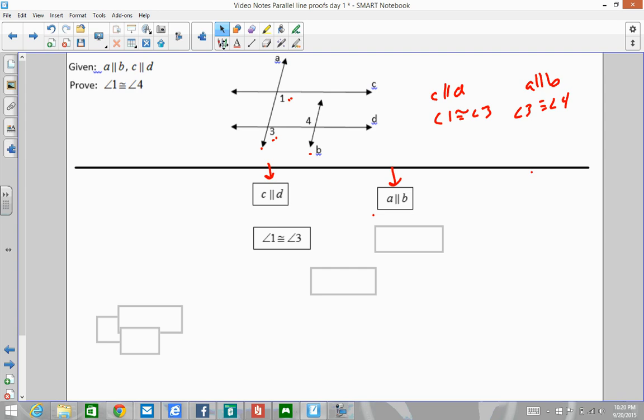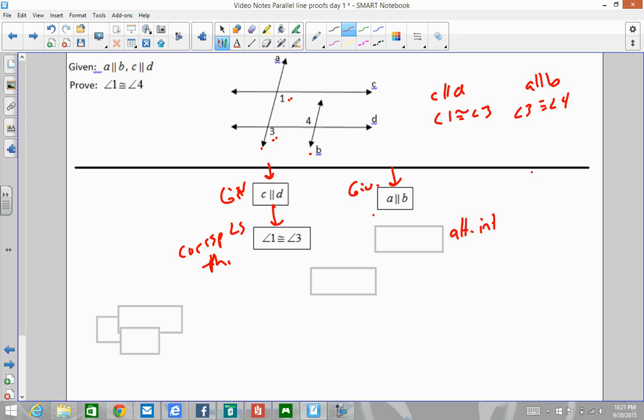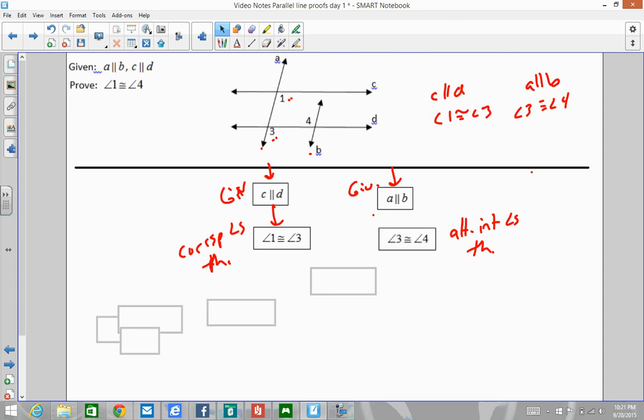So let's take that one out there. And so these were givens. Given, given. And so then this one goes down here. And why are 1 and 3 congruent? 1 and 3 are congruent because of the corresponding angles theorem. And when A and B were parallel, we had 3 and 4 congruent. Those are congruent because of the alternate interior angles theorem. And so there's that one.